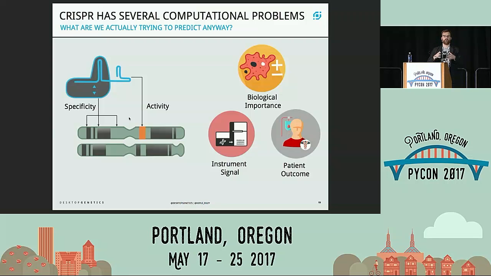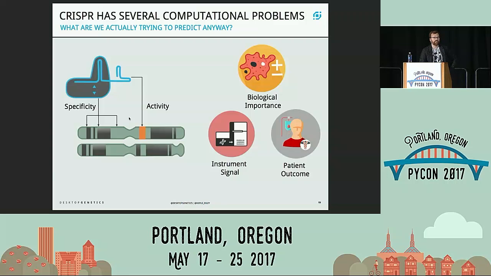The first is one around activity. How do we design a guide RNA, a CRISPR, that's going to work? And the second is, how do we make sure it doesn't have side effects? So these are effectively a form of prediction or ranking that we want to look at. So given the guide RNAs in this gene, which one is going to actually cut the best, and which one is going to be the most specific and not cut somewhere else?